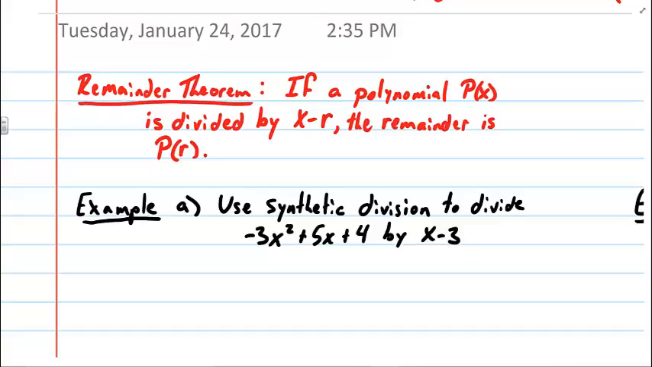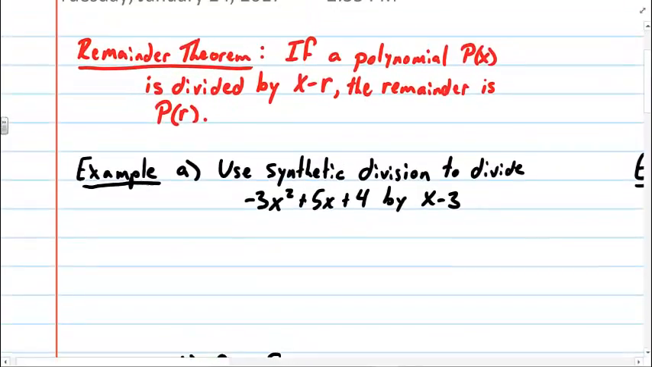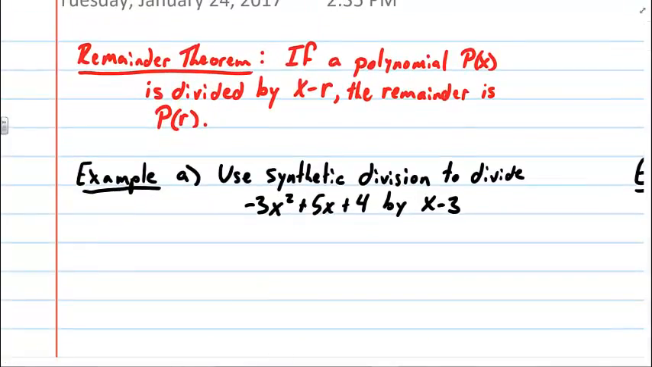So example A here says to use synthetic division to divide negative 3x squared plus 5x plus 4 by x minus 3. Remember, synthetic division, you have this little box thing in the corner, and you reverse whatever it started with. So instead of x minus 3, we're going to use a positive 3. We throw our numbers in here, our coefficients. They're all there, so it's negative 3, 5, and 4.